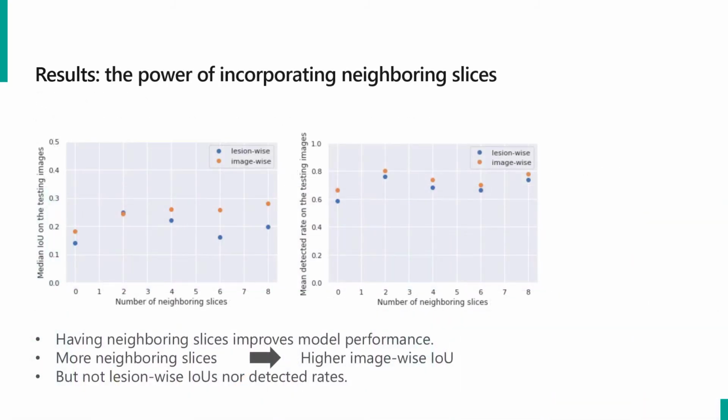Here is the summary of the experiments to examine the power of incorporating more neighboring slices. As you can see on the 2 graphs, having neighboring slices definitely improves the model performance in terms of the lesion-wise or image-wise IOU, the lesion-wise or image-wise detecting rate. Having more neighboring slices does increase the image-wise IOU. However, it does not necessarily increase the lesion-wise IOUs nor the detected rates.